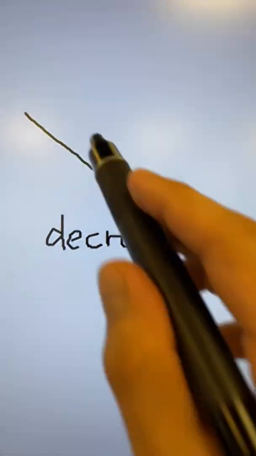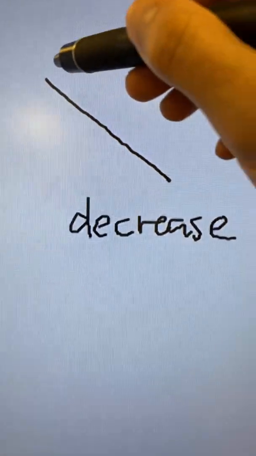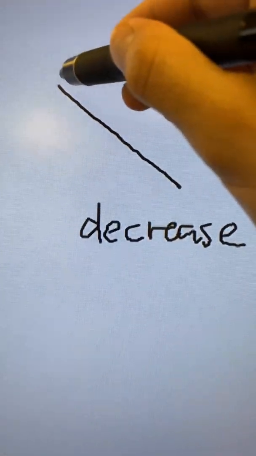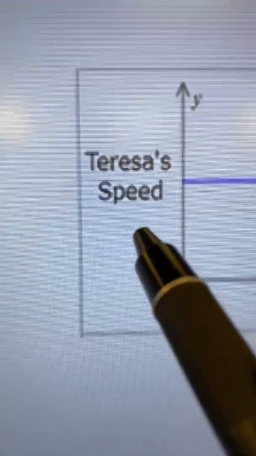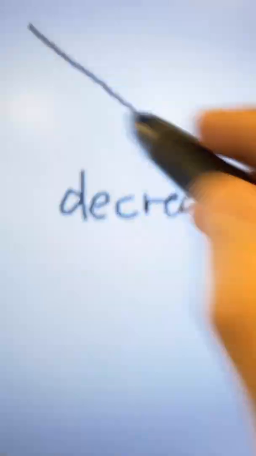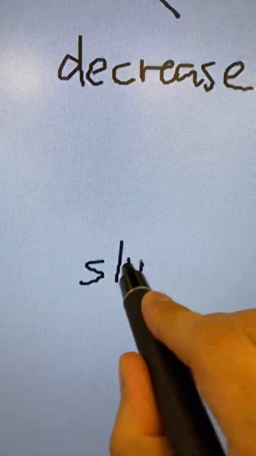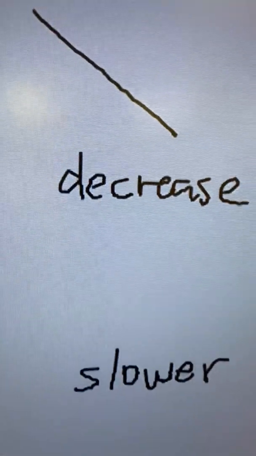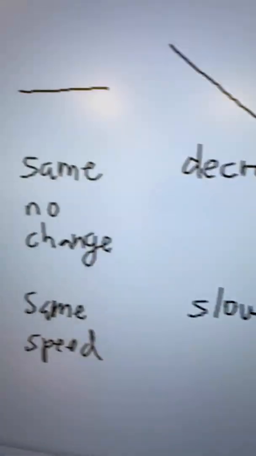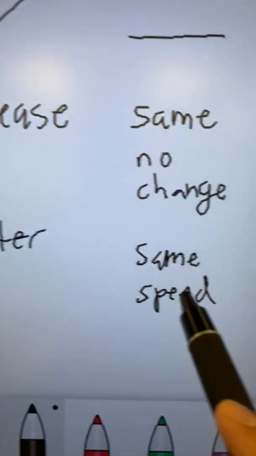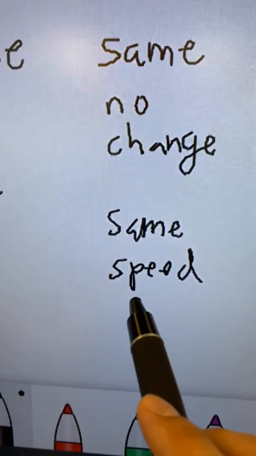And then in this third one here, this means in general, when you see a line from left to right going down, that's decreasing. So what does it mean in the context of speed? This is telling us that you are getting slower, right? You're slowing down. Your speed is going down. So now when I look at each graph, I just think about the context, right? Is it getting faster, slower, or are we going at the same speed?